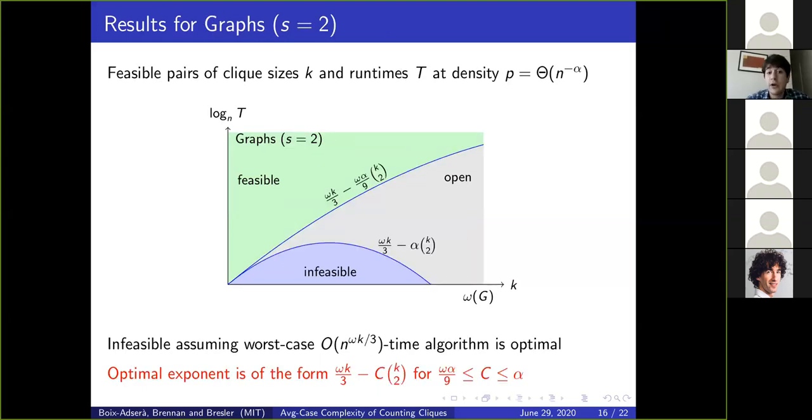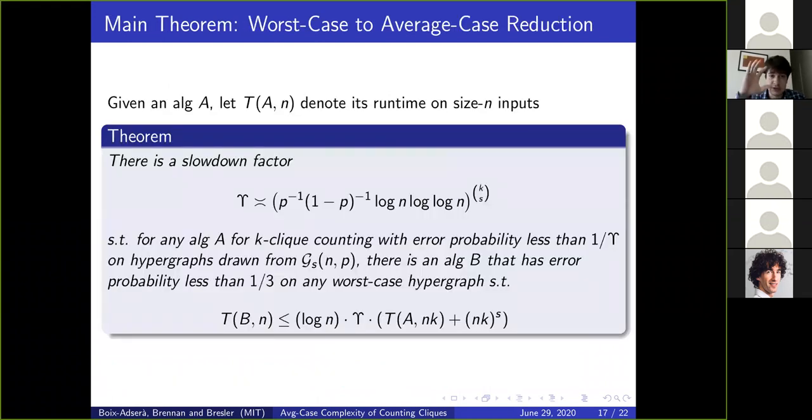Similarly, you get another diagram for graphs, but here the region that's open is a little wider, but we can pin down the optimal exponent to lie between omega alpha over 9 and alpha, where alpha gives the sparsity of the graph. Okay, so I'm just going to put this wall of text here, you don't have to read it.